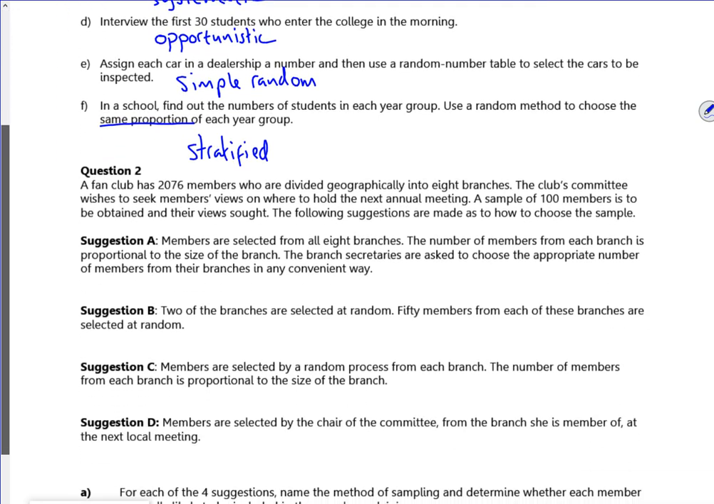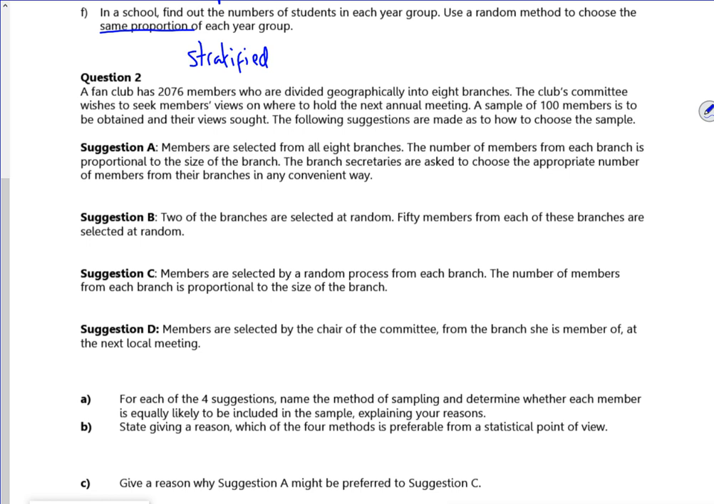Right, let's have a look at question two then. So question two is quite involved, isn't it? We're on 8.5 minutes, so I might stop there and do a third video for question two and question three.